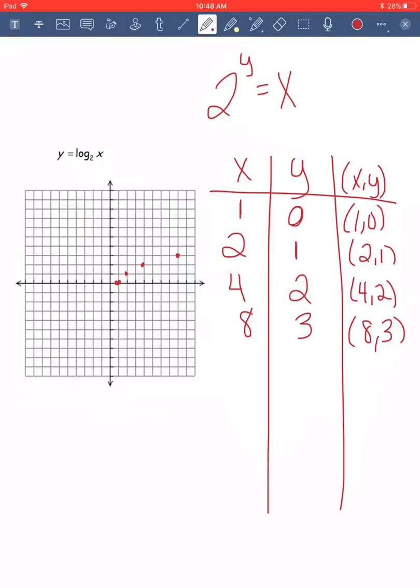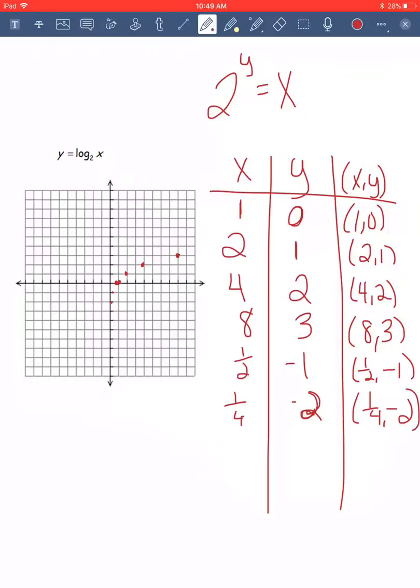Okay, let's do some negatives. So let's plug in -1. So 2 to the negative first power is 1/2. So I have a point at 1/2, -1. I've got -2. So 2 to the negative second power is 1/4. So I have a point at 1/4, -2.